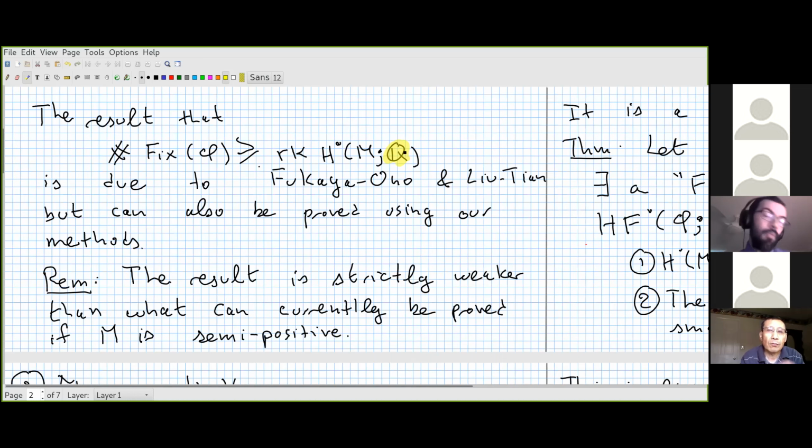I mean, the result basically is not known. And the best we can do in full generality is a characteristic 0 statement, which is again due to Fukaya-Ono and Liu-Tian. And so this result says we can work in characteristic p. Are there any questions before I move on? I'm very happy to take questions.